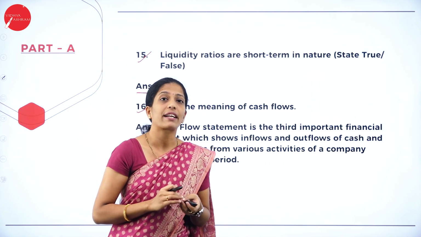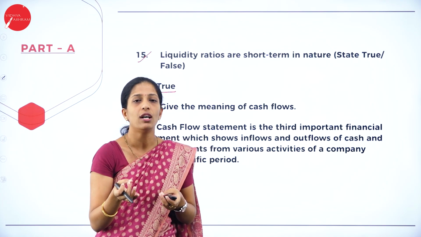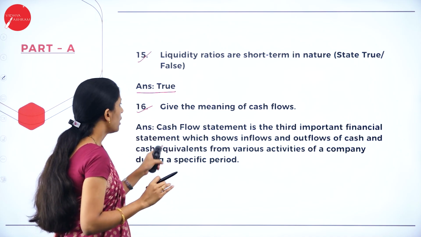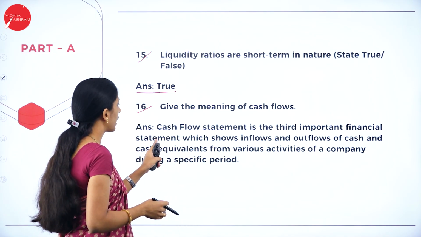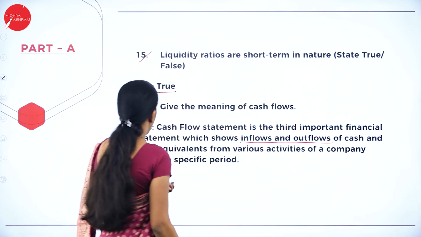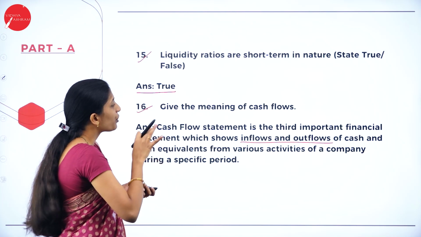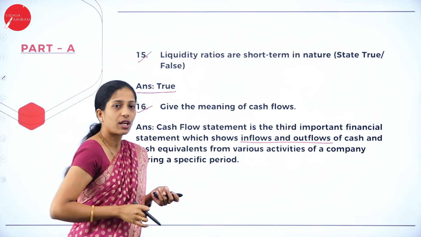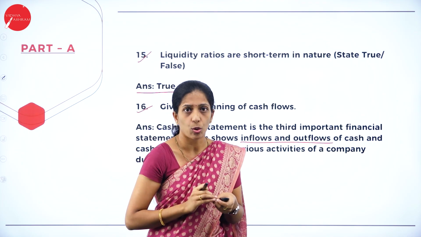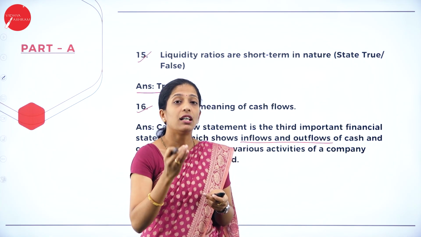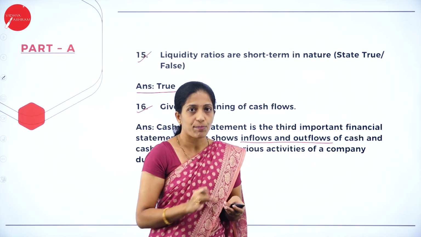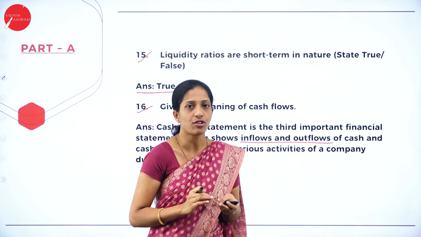So we will come across this under cash flow statement. What do you mean by cash flow? The inflow and outflow of cash is called as what? Cash flows. So cash flow statement is the third important financial statement which shows inflow and outflow of cash and cash equivalents from various activities of a company during a specific period. If you understand the concept, you can write in your own words. So, what is cash flow? The inflow and outflow of cash in a business due to various types of activity is called cash flows.